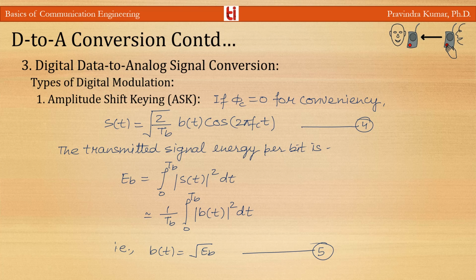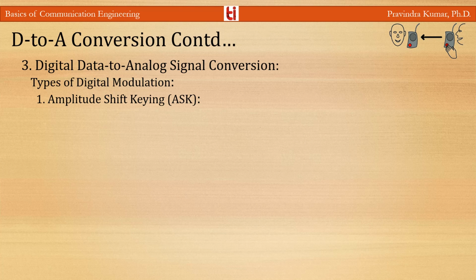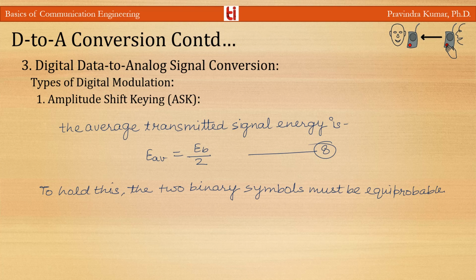So b(t) is defined as root Eb for binary symbol 1 and 0 for binary symbol 0. So for the BPSK signal, using this equation, s(t) will be equal to root 2 Eb by Tb cos 2 pi fc t for symbol 1, and for symbol 0, s(t) will be equal to 0. And the average transmitted energy now will be Eb by 2, because for transmitting 1 we have energy Eb, and for transmitting 0 we have 0 energy, so on average it is Eb by 2. To hold this, the two binary symbols must be equiprobable.